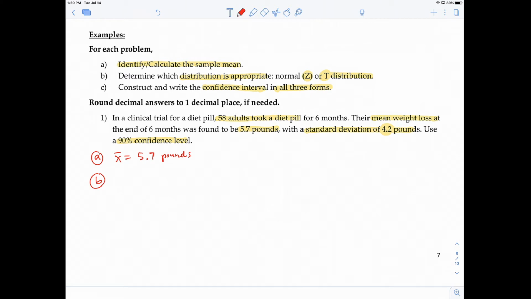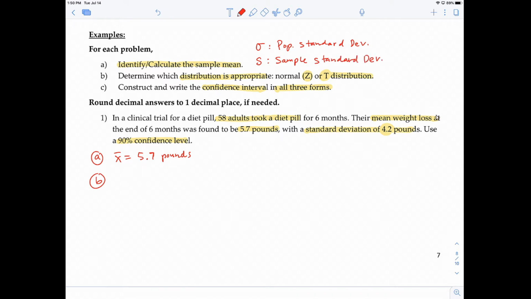So in this case, well, let's see. Just a reminder, this is a common mistake a lot of students make. You got to know that sigma represents the population standard deviation, and I'm just going to write that as pop standard dev. And then lowercase s represents the sample standard deviation, standard dev.